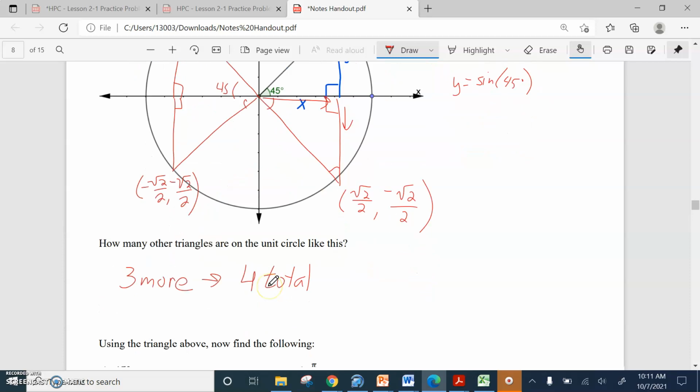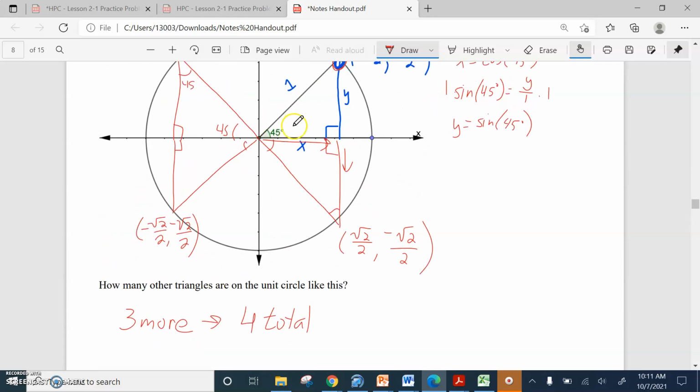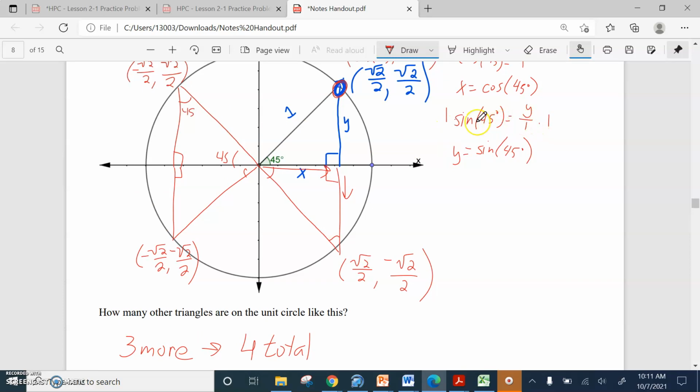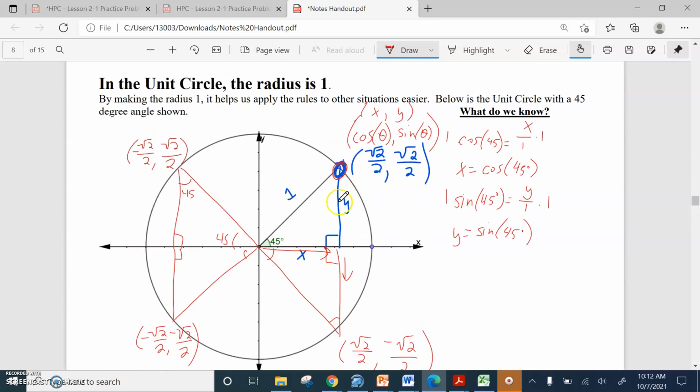All right, now last question. It says, using the triangle above, now find the following. Sine of 45 degrees. Well, that's right here. We already determined that. Sine of 45 degrees was the square root of 2 over 2. Cosine was also square root 2 over 2. Sine of pi over 4. If we haven't figured this out, pi over 4 is equivalent to 45 degrees. I don't know why we're doing this, but I'm going to fill everything out completely.